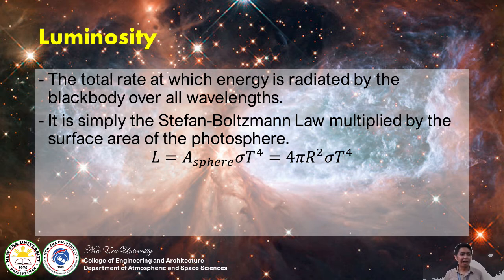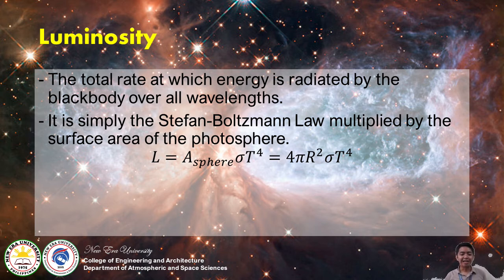Now, since we already discussed the flux, the power per unit area, we now go to one of the properties that we need to know regarding black bodies. The luminosity is the rate at which energy is radiated by the black body over all wavelengths. Going back to the properties of a black body, a black body emits at all wavelengths.